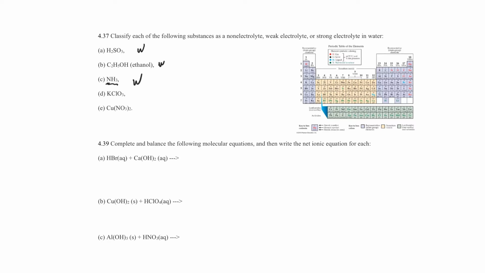Right. The other 2 things I have is salts. A salt is made up of something on the left and either something on the right or some kind of polyatomic ion. So I've got potassium, which is a cation, and chlorate, which is a polyatomic ion, and they will always break apart. So they break apart completely.